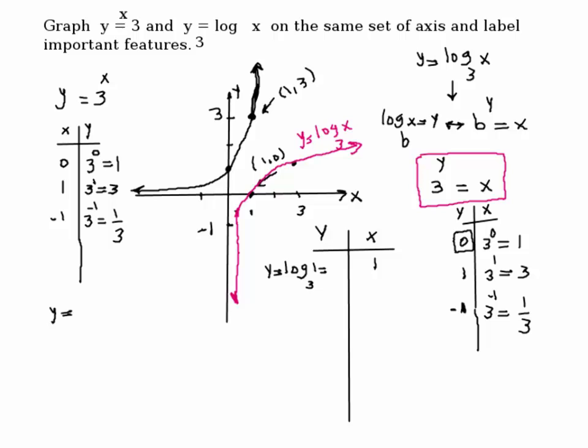Y is equal to log of 1 with the base 3. Can I replace 1 with something with the base 3? That would be what? 3 to the power of what is equal to 1? 0. So if I replace this 1 with 3 to the power of 0, which is the same as 1, that shows me that this whole thing must be equal to 0 then, right?